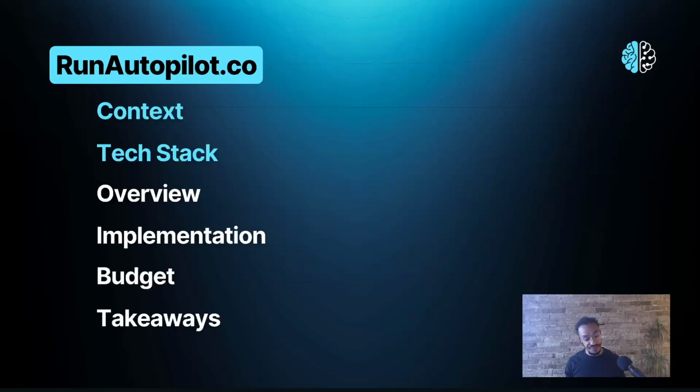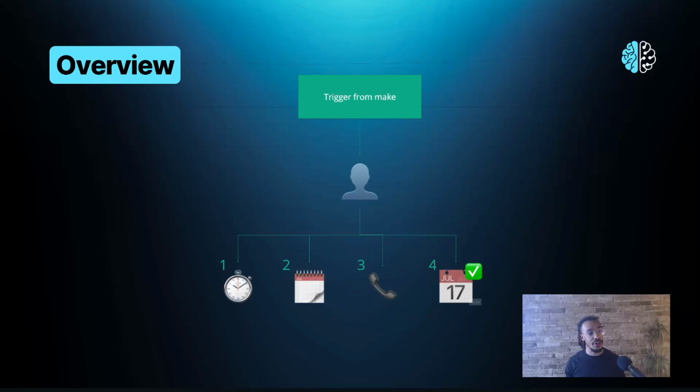And then we are going to have the overview. So what's the flow exactly? I'll show you the trigger in make.com. This trigger will help us to retrieve the events that we want to call people for in order to make sure that they're going to show up. And once we have retrieved those events, we will directly send them to the AI agent.